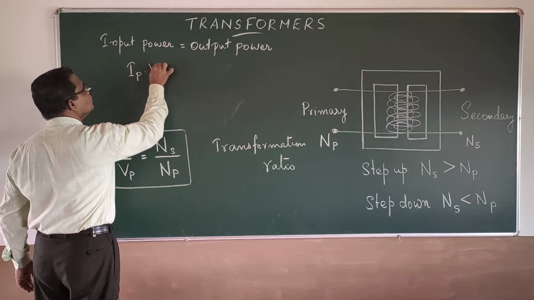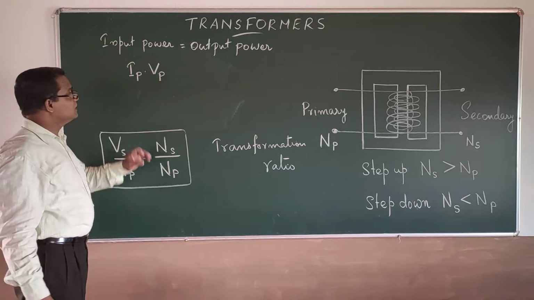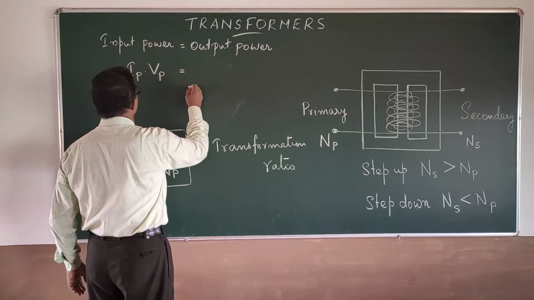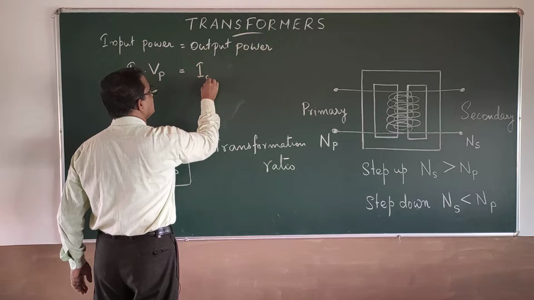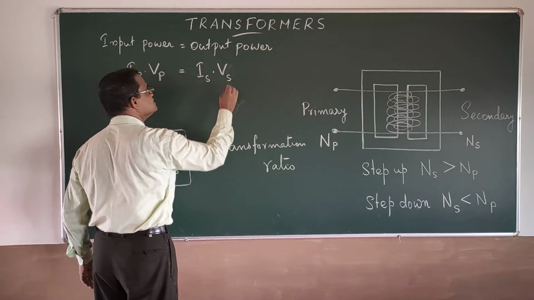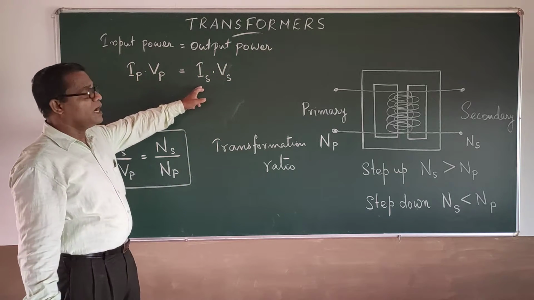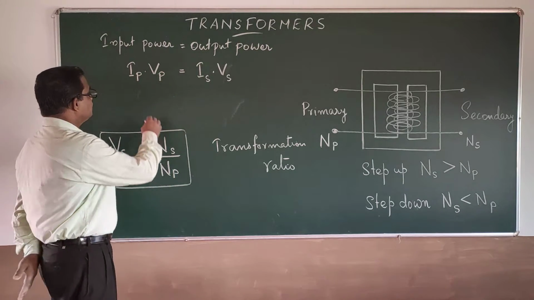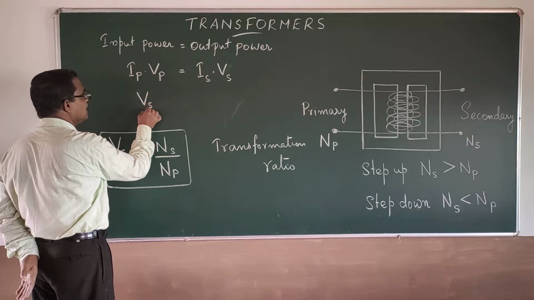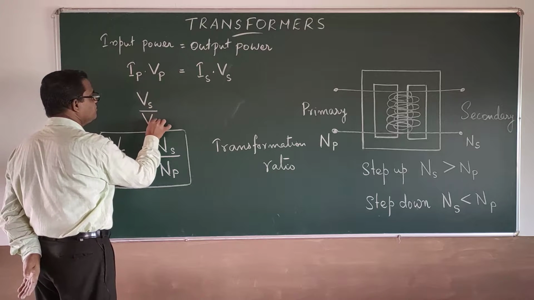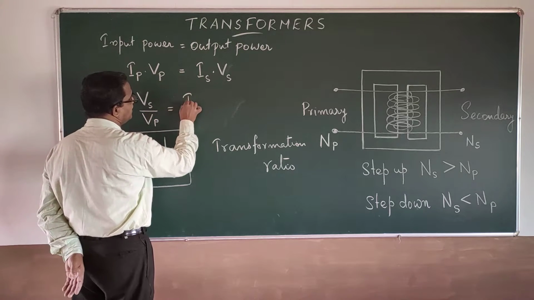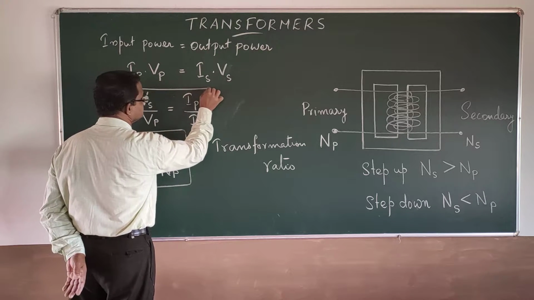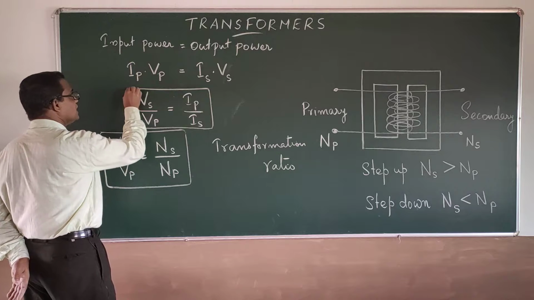If this is the case, then Ip into Vp, that is input current into input voltage, will be equal to Is into Vs. That means output current into output voltage. Therefore, from this we can have an equation that Vs by Vp equals Ip by Is. This is another equation we can have.